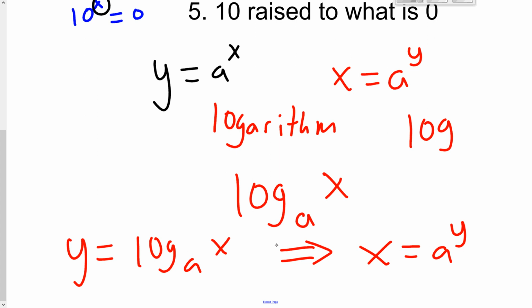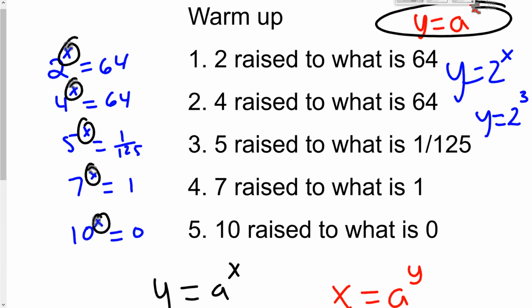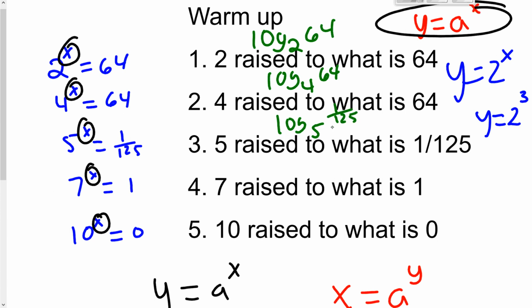And I can also take an exponential and turn it into a log as well, and we'll do that shortly. So if we look at these problems, I could write each of them as logarithms. The first says log base 2 of 64. That's what number 1 is saying. Log base 2 of 64, and the answer is 6, right? The second one is log base 4 of 64. So it reads 4 raised to what is 64. This one reads log base 5 of 1 over 125. So 5 raised to what is 1 over 125? That's negative 3. This one reads log base 7 of 1. 7 raised to what is 1?